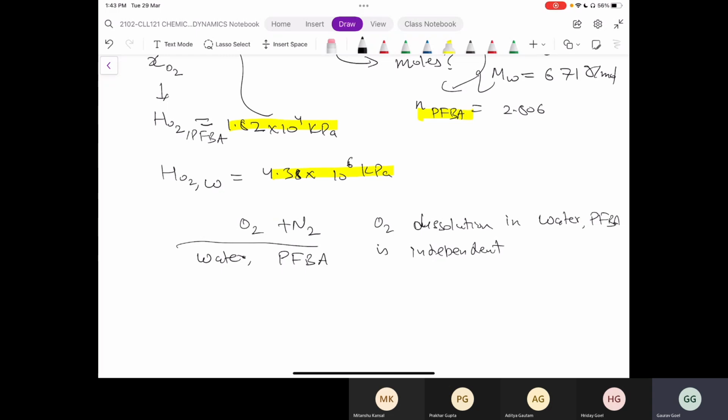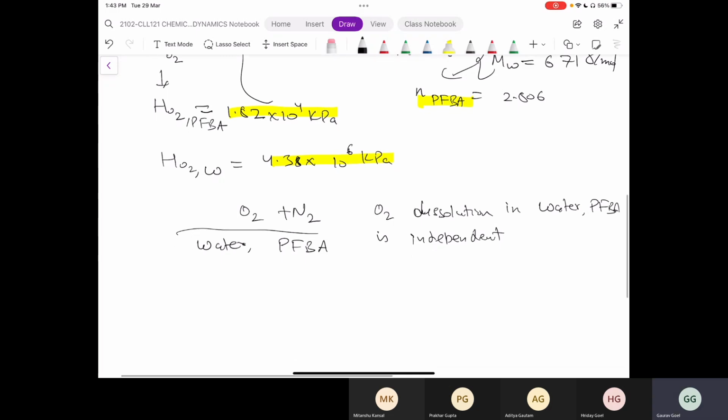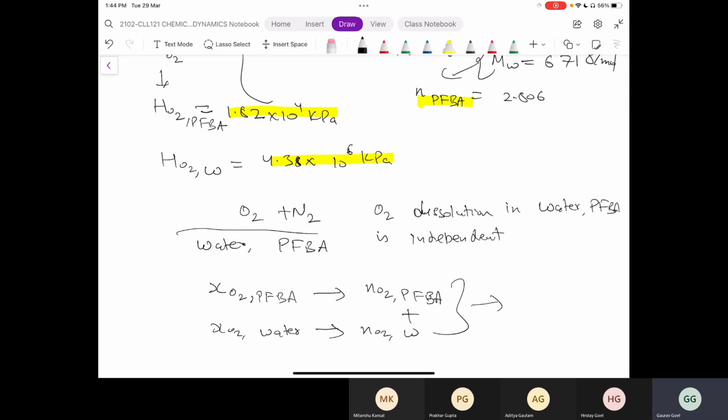After that, the work is simple. So once I make this approximation, then all you have to do is calculate mole fraction of O2 in PFBA, mole fraction of O2 in water. You know the moles of water in the solution. So from there, you can get moles of oxygen in PFBA and moles of oxygen in water. So sum these up, you will get the answer. I will give you the final value.